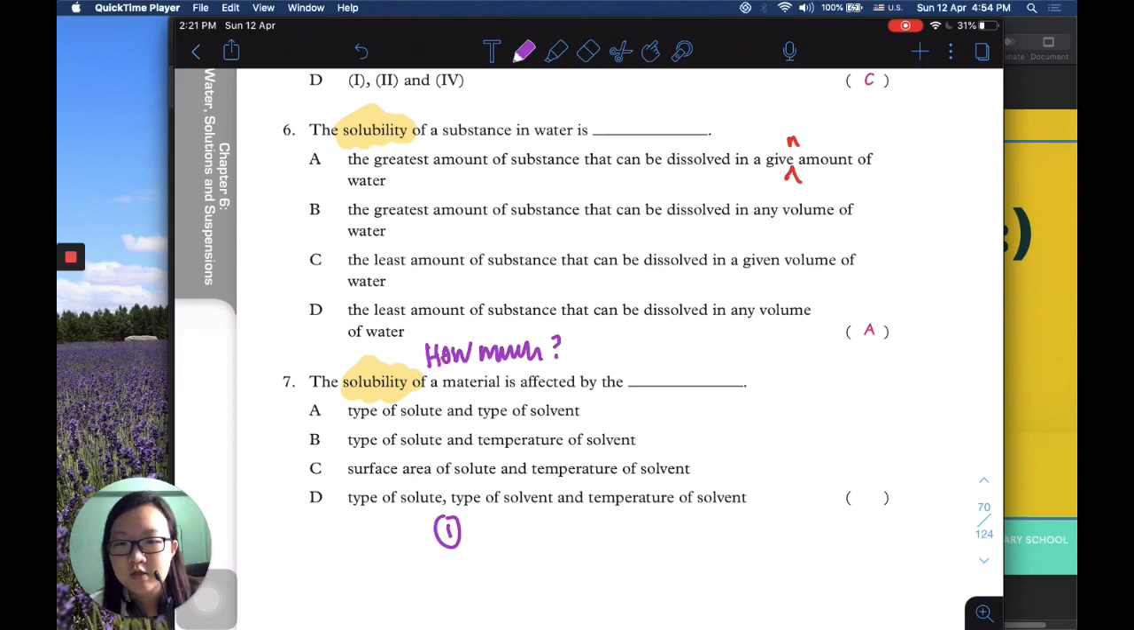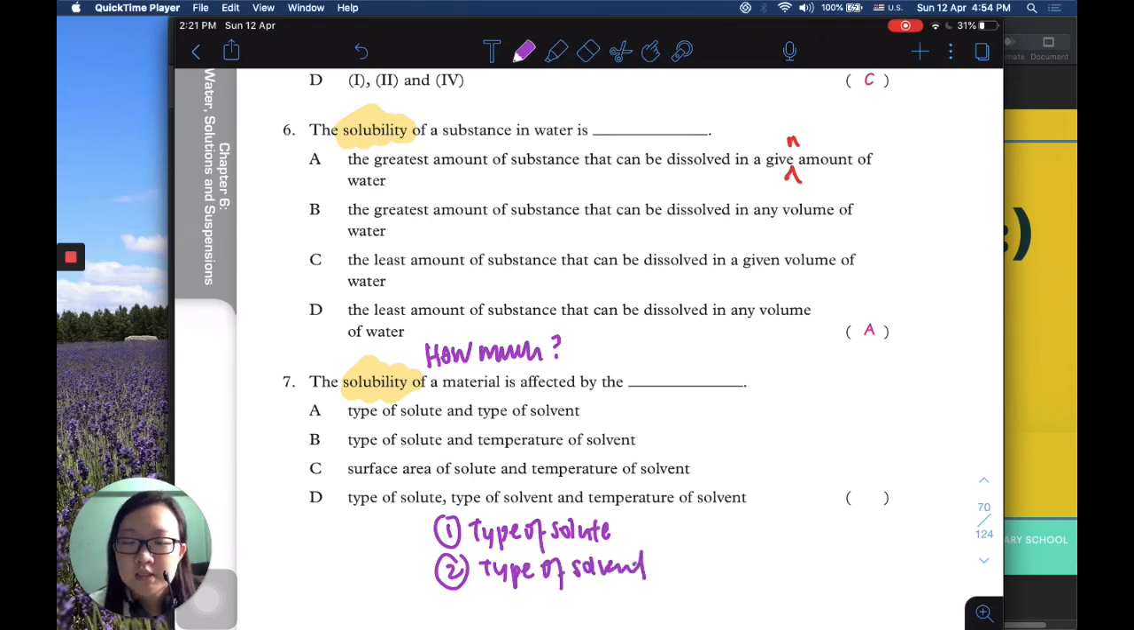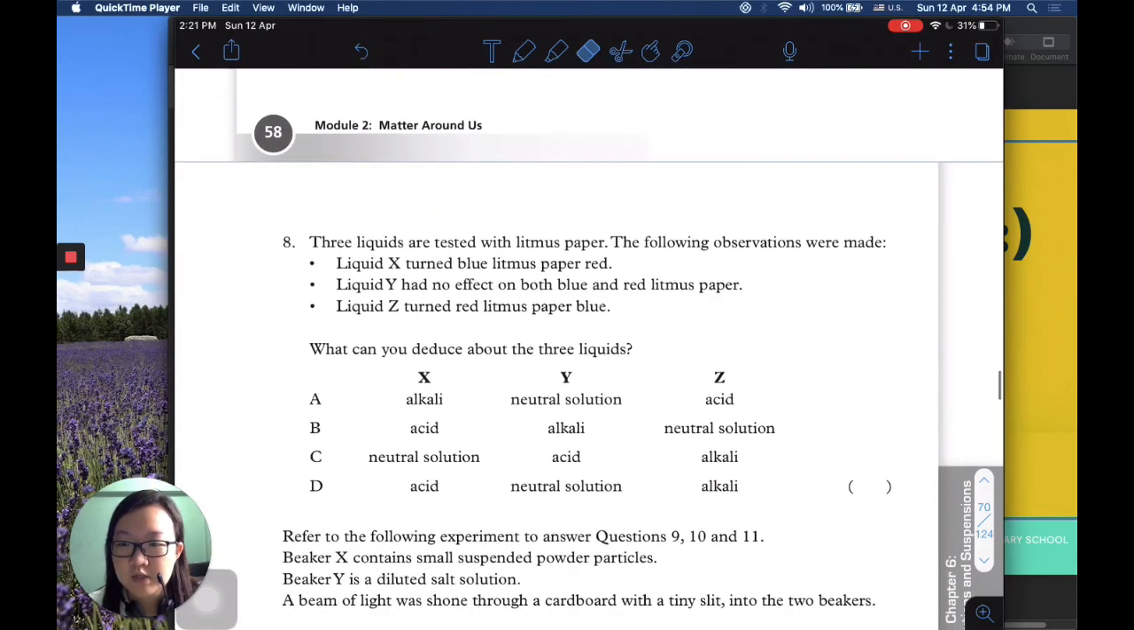So the first factor affecting will be type of solute. So for instance, sugar and water and salt and water, they dissolve a bit differently. Secondly, type of solvent. So is it water, is it ethanol, and so on. And then finally, temperature of the solvent, right? If you have hot water, then your Milo is able to dissolve faster. Or rather, you can dissolve more.